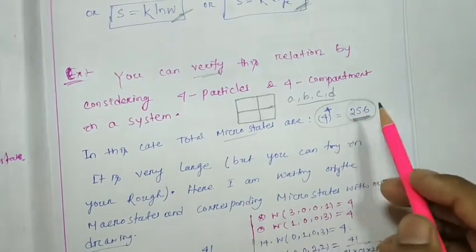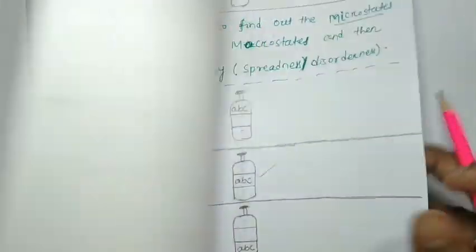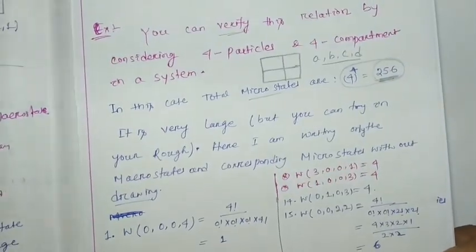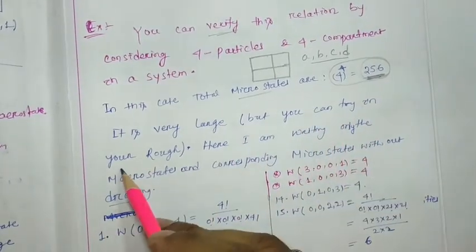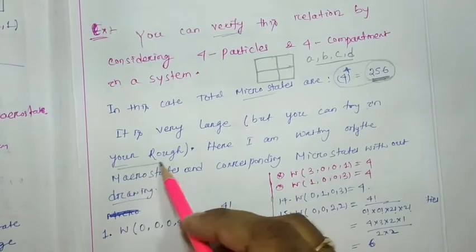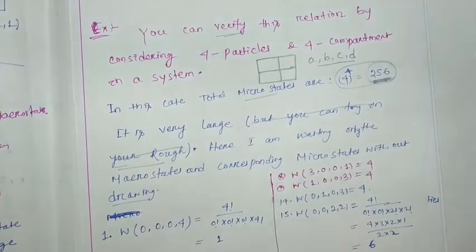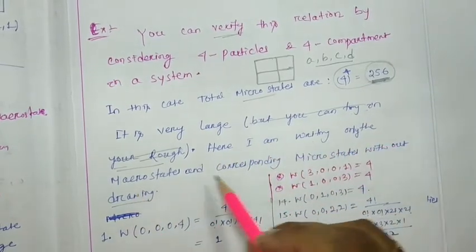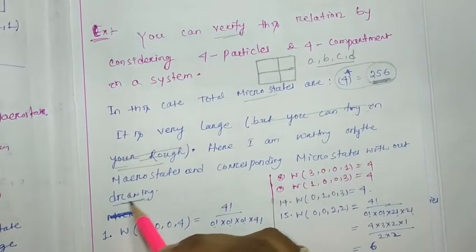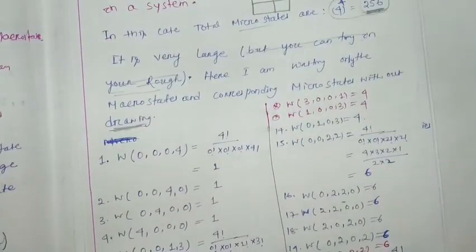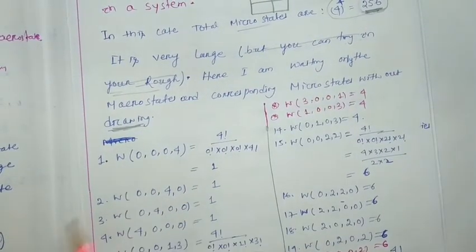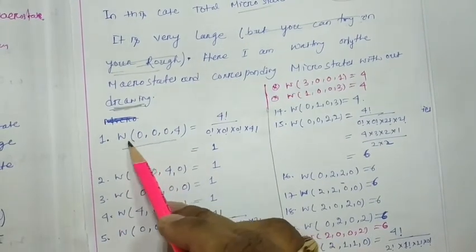It is not possible to draw all these microstates here, so I am going to write only the numbers for each macrostate. It is very large, but you can try it in your rough work. I have already done it for you, so you just write whatever I have written here. I am writing only the macrostates and corresponding microstates without drawing, because if I draw, it will be very large. So here we consider the first macrostate, W004.